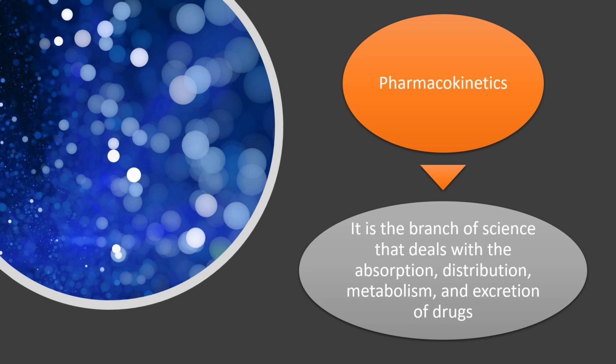Next important term is pharmacokinetics. What is pharmacokinetics? It is a branch of science that deals with the absorption, distribution, metabolism, and excretion of drugs.